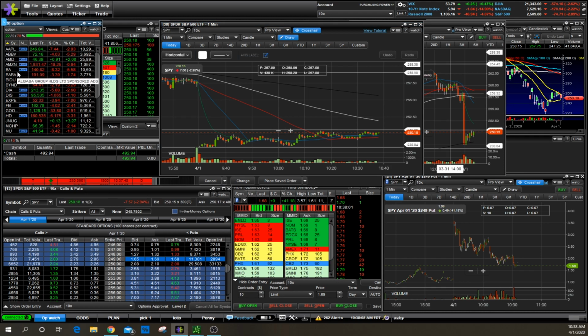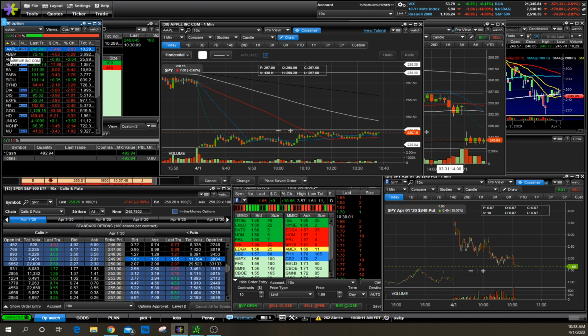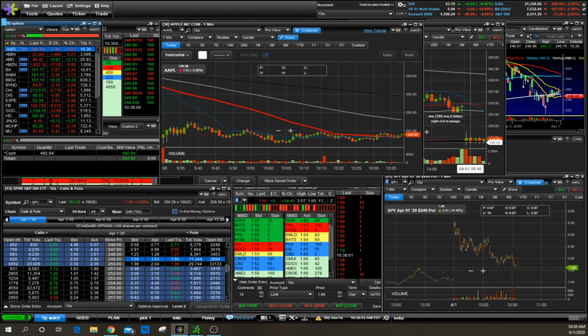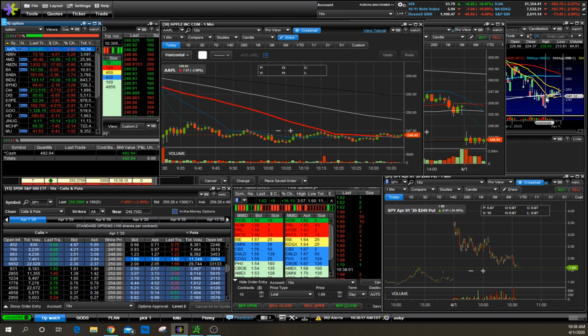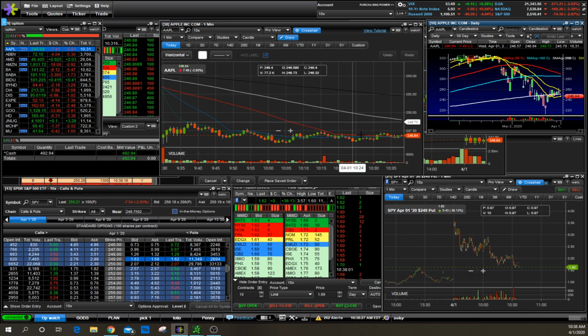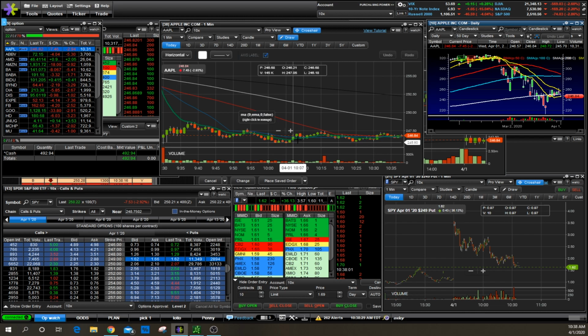If I wanted to, I can go over to my watch list and change each one of these. See what Apple's pretty much doing the same thing, trying to hold this moving average and support. Again, right here. Hard to say what the market's going to want to do today. It's obviously really tight trading range compared to that gap down.